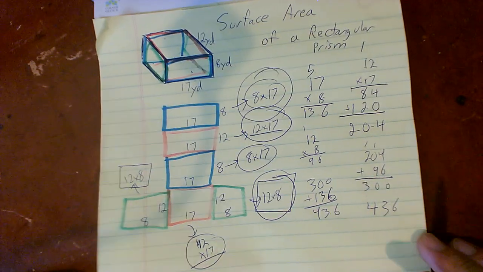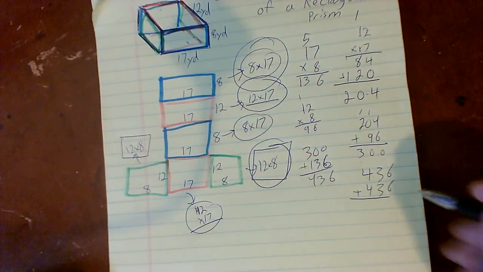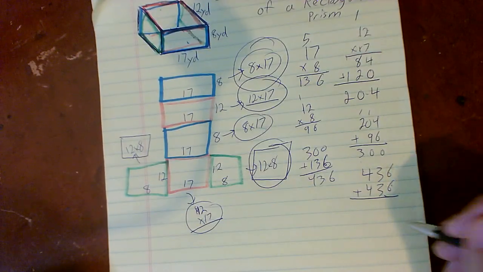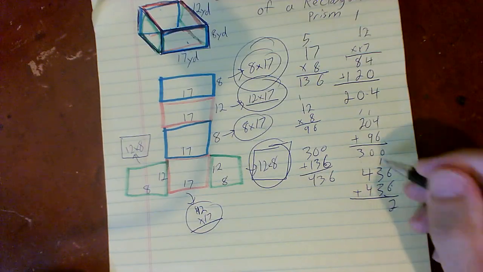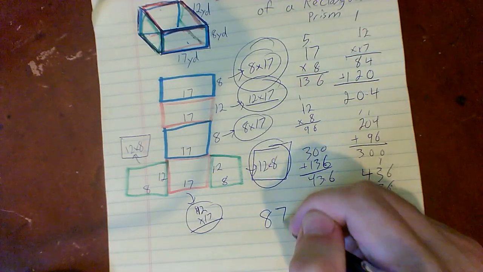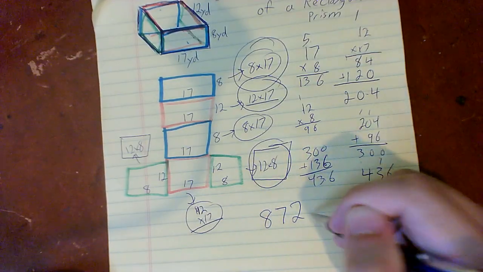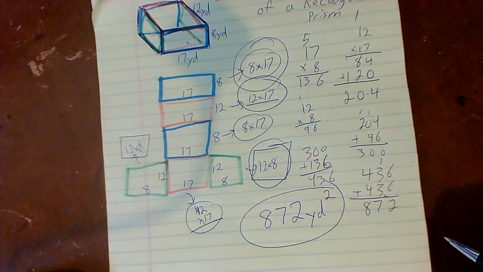I can do times 2, or I can add it to itself. So my total surface area is 6 and 6 is 12. 3 and 3 is 6, plus 1 that we carried is 7, 8. So I get 872 square yards. All right, so I hope that helps. Keep working at it. You got this.